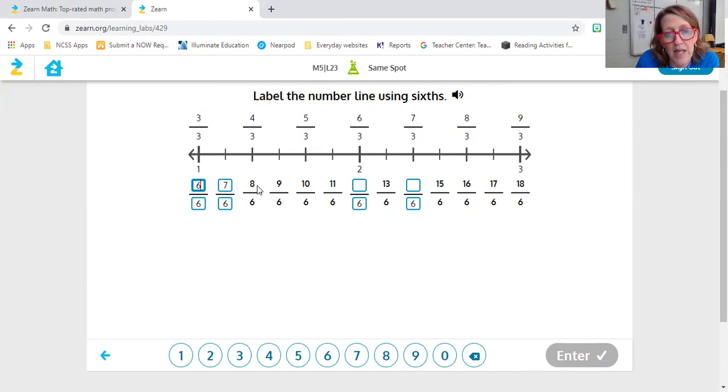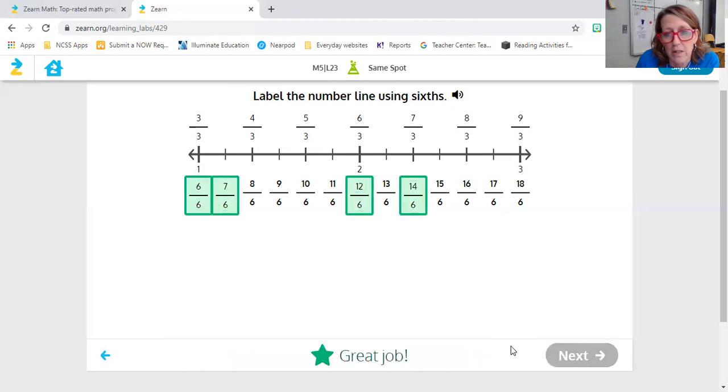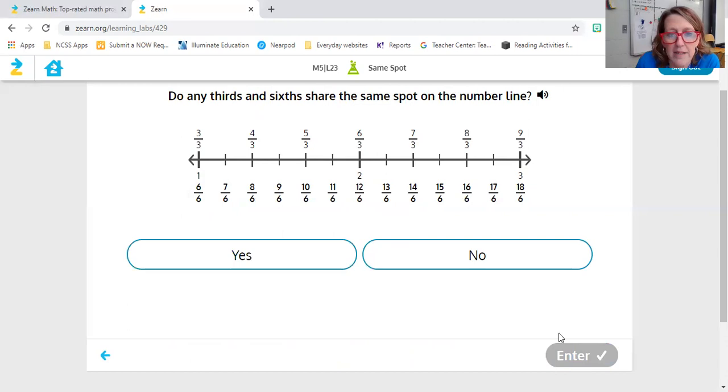So if we're doing 6, 7, 8, 9, 10, 11, 12, 13, 14. Remember, it's a number line, so it just goes in order. Good job. Okay, so let's look next.